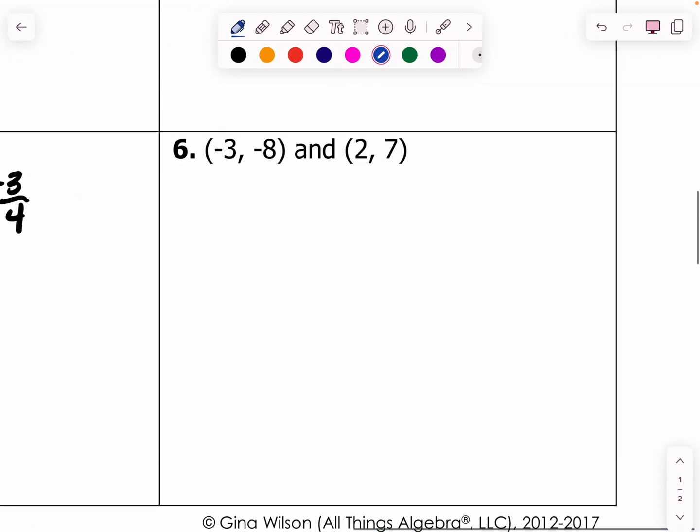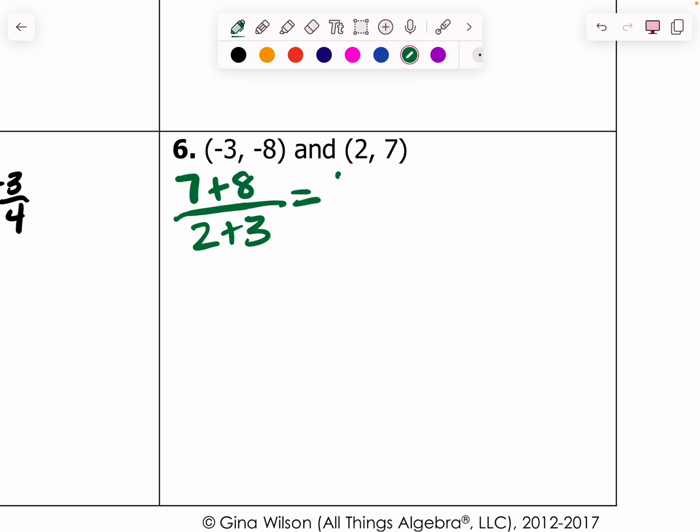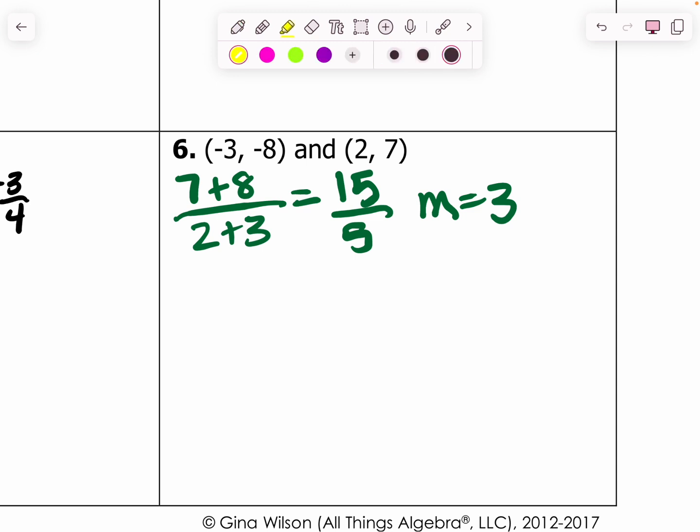All right, last problem we're going to do as a class. Okay? Number 7. Plus 8 all over 2 plus 3, which we get 15 over 5. Get 3. So m equals 3. Which point do you want to use? Let's go with the second one. We definitely want to use the second one because if we can use all positive numbers, then we're not having to mess up changing any signs.